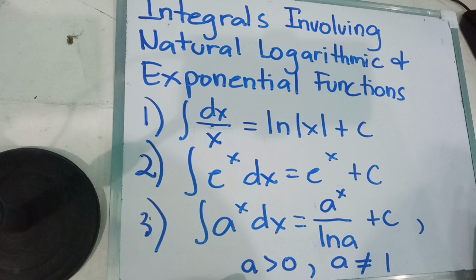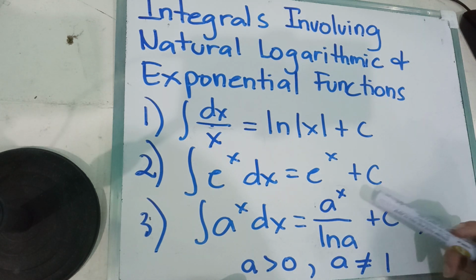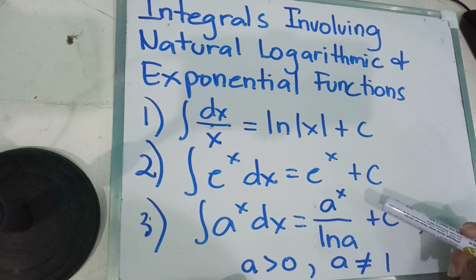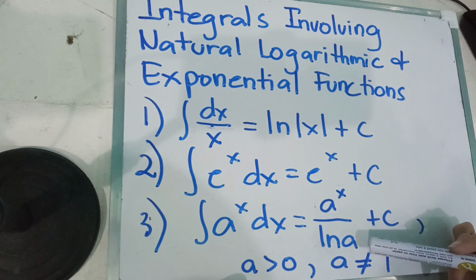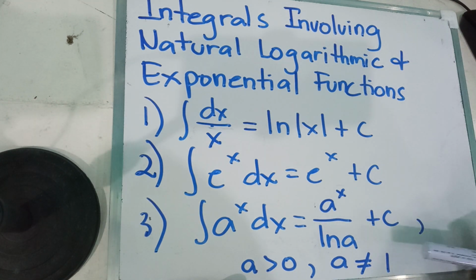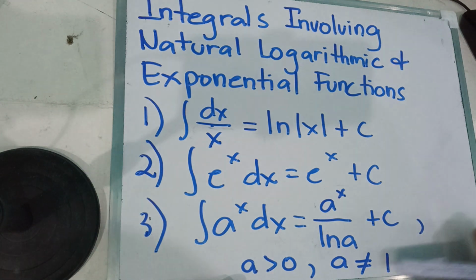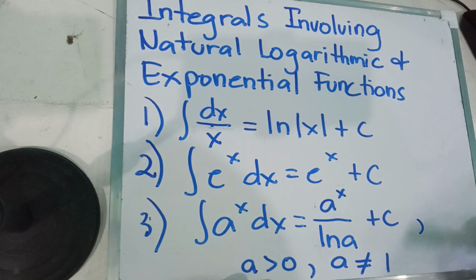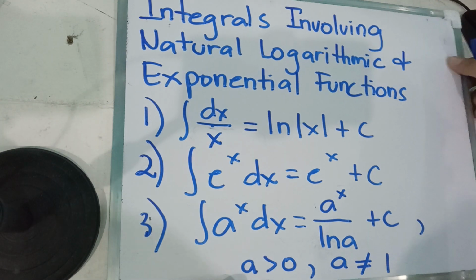Third, this is for a constant. That's the integral of a to the power of x dx, that is equal to a to the power of x over ln, the natural logarithm of a, plus c, such that a should not be equal to 0, a should be greater than 0, and a should not be equal to 1. So let's try some examples.